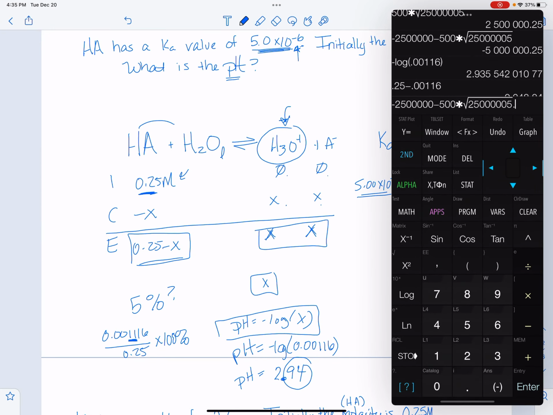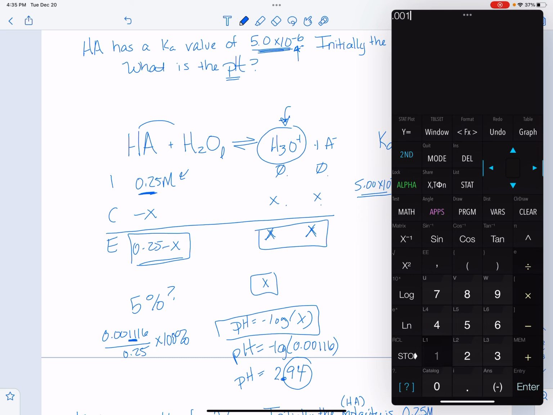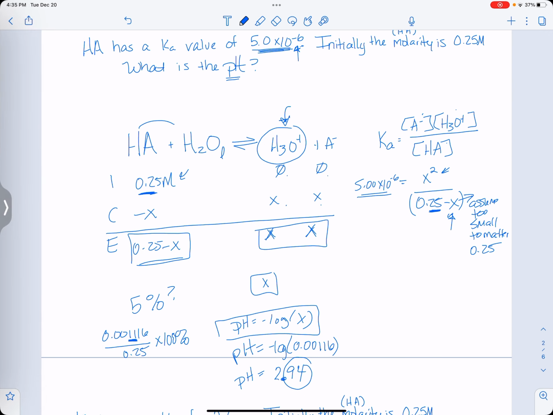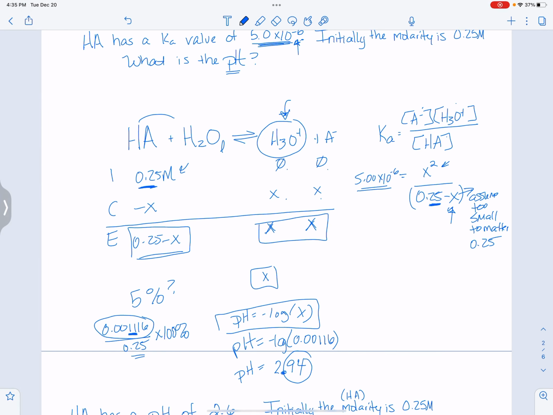So we have 0.001116 divided by 0.25 times 100. So you can see that's not 5%, that's 0.4%. It's totally okay for us to assume that this number is way smaller than 0.25, and it won't be enough to change the pH. So let's actually see if that's true. So we're going to pretend we don't know this. So pretend we don't know, and we're going to go ahead and do our assumption.